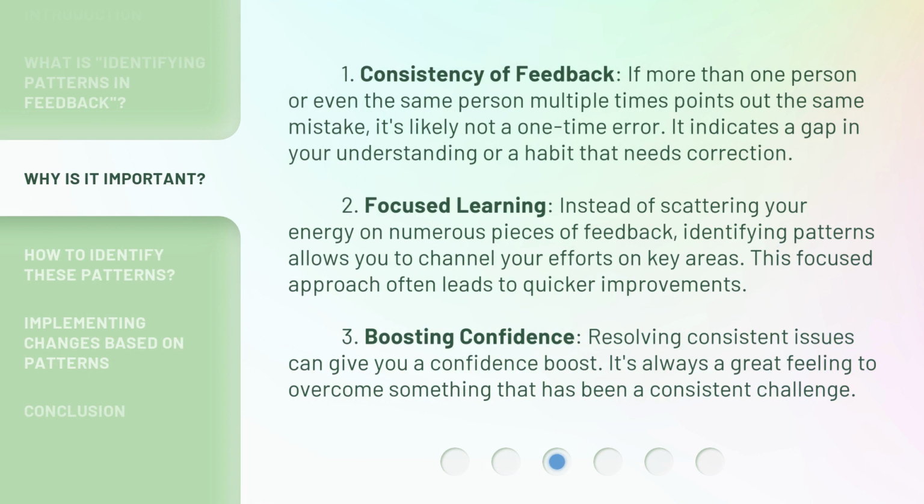1. Consistency of feedback. If more than one person or even the same person multiple times points out the same mistake, it's likely not a one-time error. It indicates a gap in your understanding or a habit that needs correction.